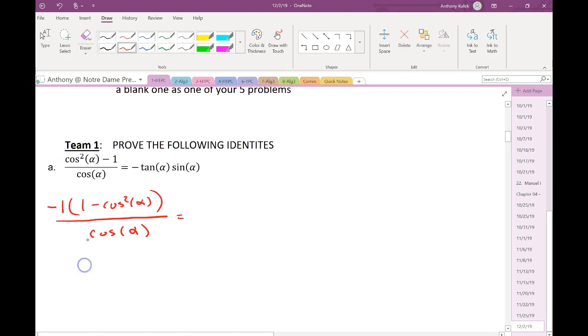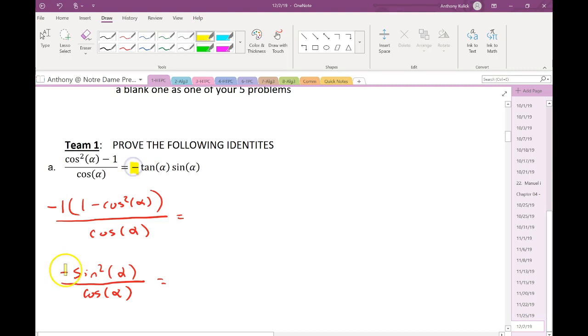So that's going to give me, I'm just going to write, negative sine squared. I used P1 that says 1 minus cosine squared is equal to sine squared. Olivia, are you okay there? Okay, look at where we're trying to get to.